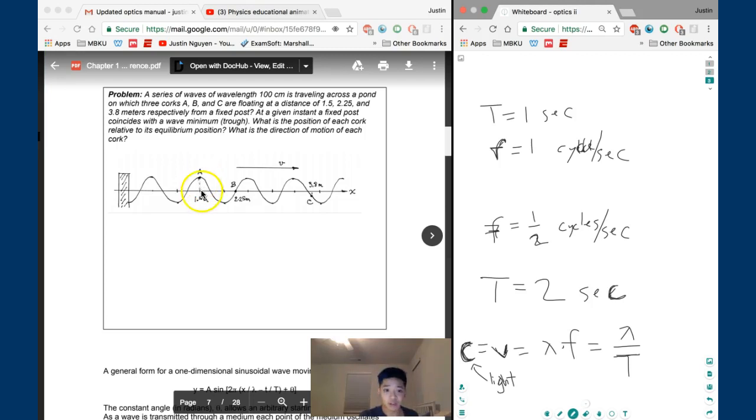The answer: cork A is above equilibrium, because equilibrium is just at the line right here. B is at equilibrium. Equilibrium can be viewed as being in the middle, between the top and bottom. So A is above, B is at equilibrium, C is below because it's just right below the line right there. And now, what is the direction of motion of each cork?